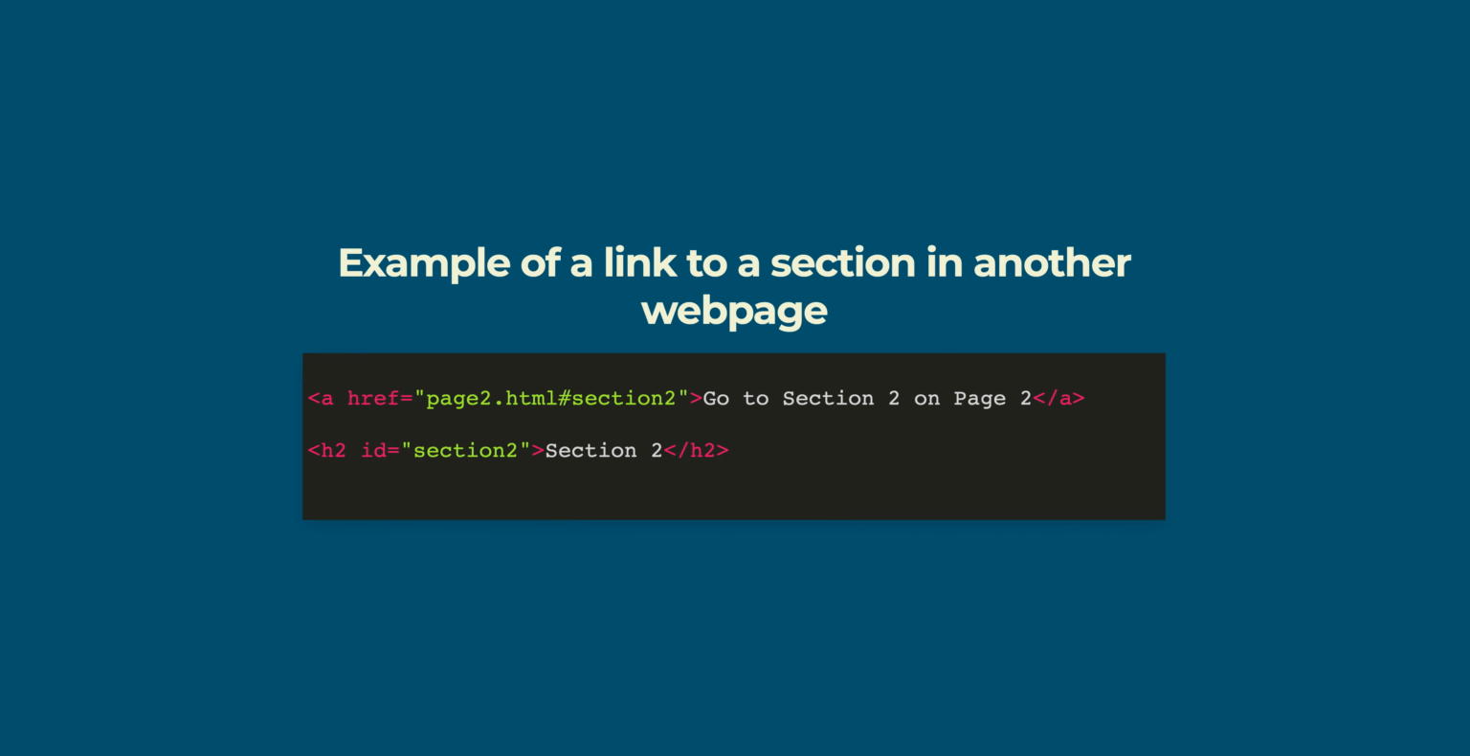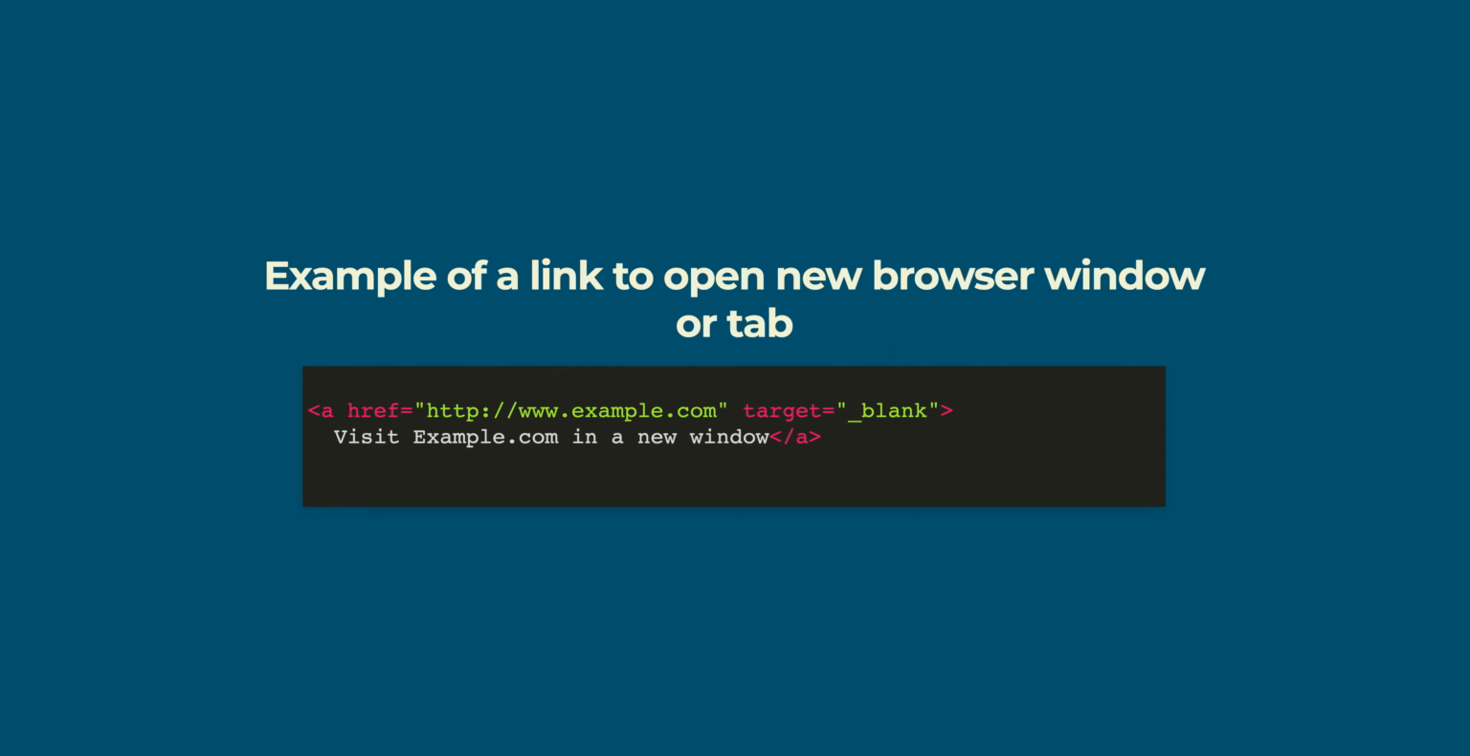It is also possible to create links that open in a new browser window or tab by using the target attribute and setting its value to _blank. Here is an example. This will open the link example.com in a new browser window or tab when clicked.